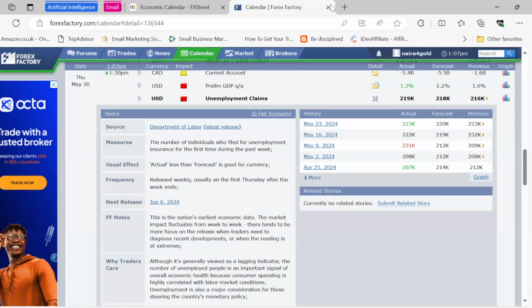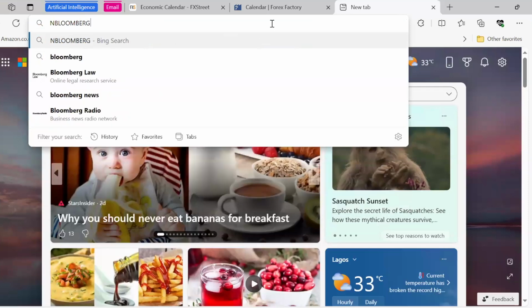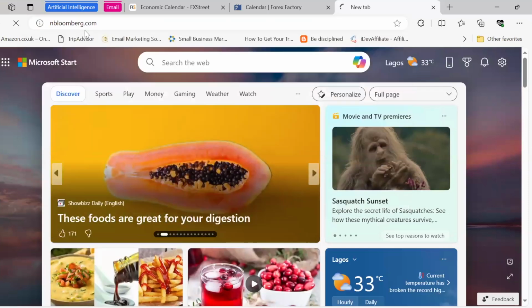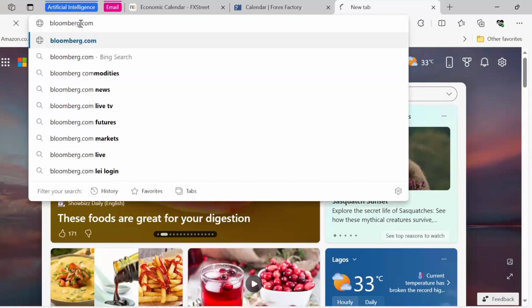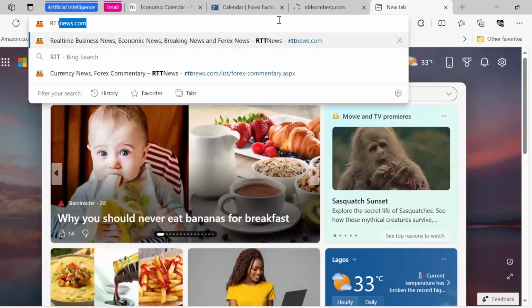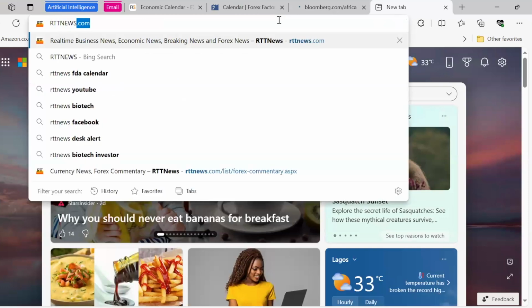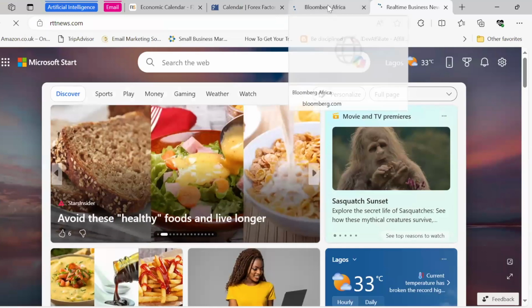You can check on Bloomberg.com. Then there's also RTTnews.com. All right. So these are places where you can actually get news updates on what's going on.